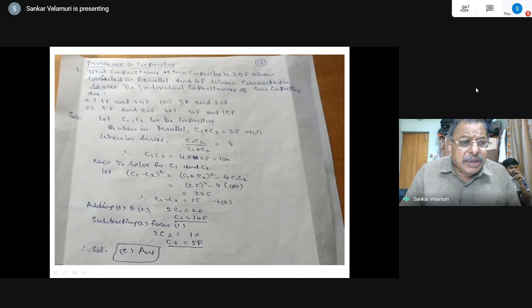I repeat the statement of the problem. Total capacitance of two capacitors is 25 farads when connected in parallel and 4 farads when connected in series. The individual capacitances of the two capacitors are, the choices are given. Now, the solution methodology is as follows. I hope you might have got the idea by now. So I am giving the solution now.